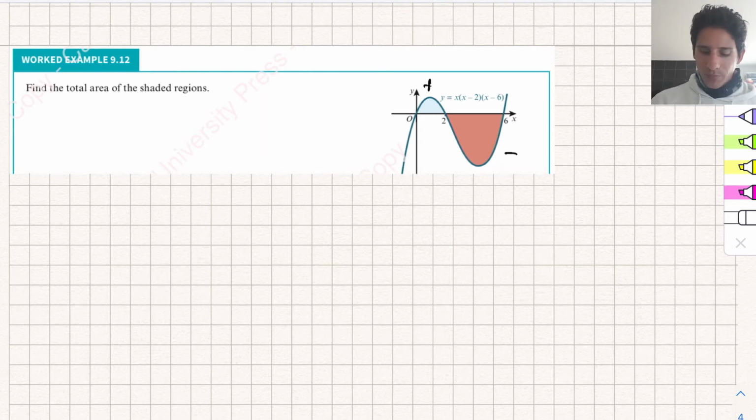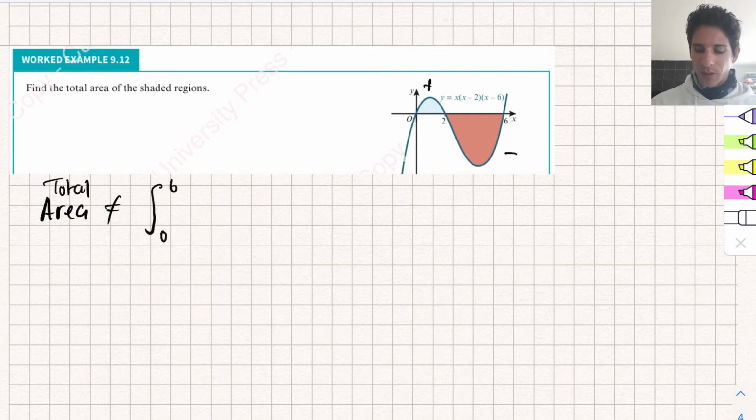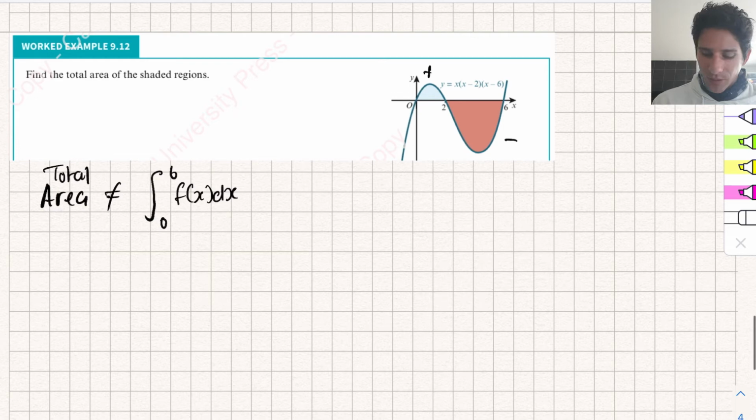So this time, I'm just going to write here, for your sake, that the total area is not equal to the integral between 0 and 6 of my function, f of x dx. That would give us the signed area, all right? And you can go and do the maths for yourself. Do that from 0 to 6 and you'll see you're going to get a completely different answer to the one that we want, okay? So in this question, we need to take these two areas separately.